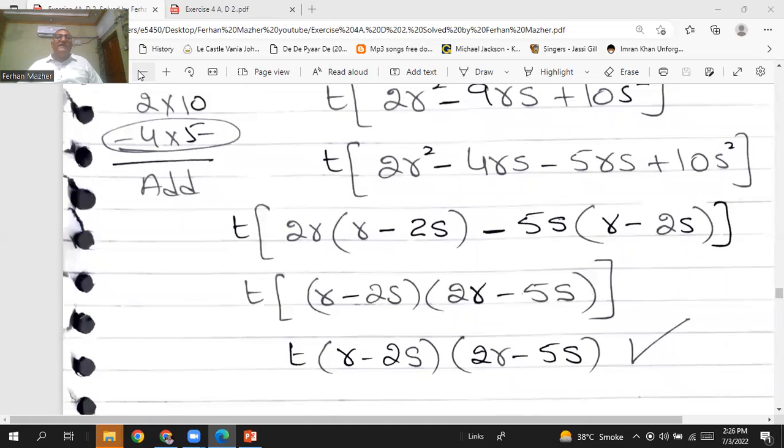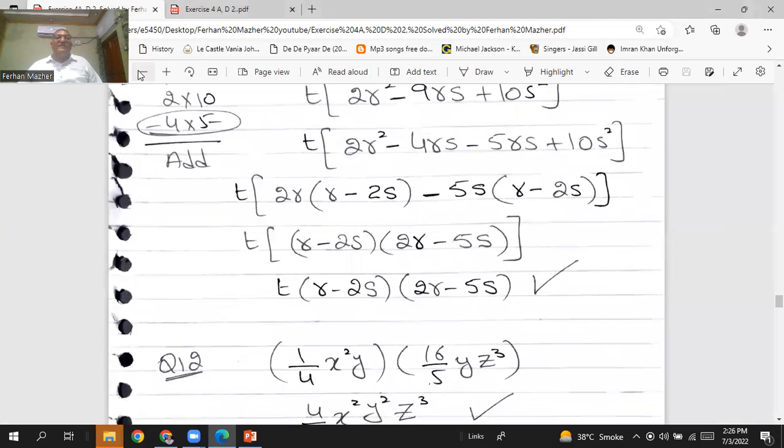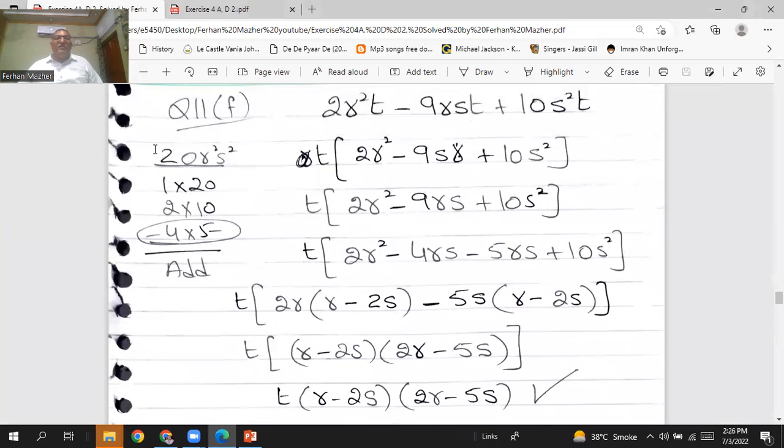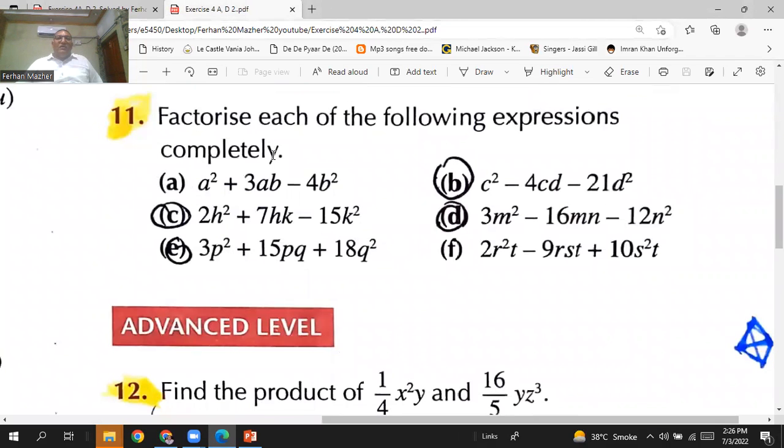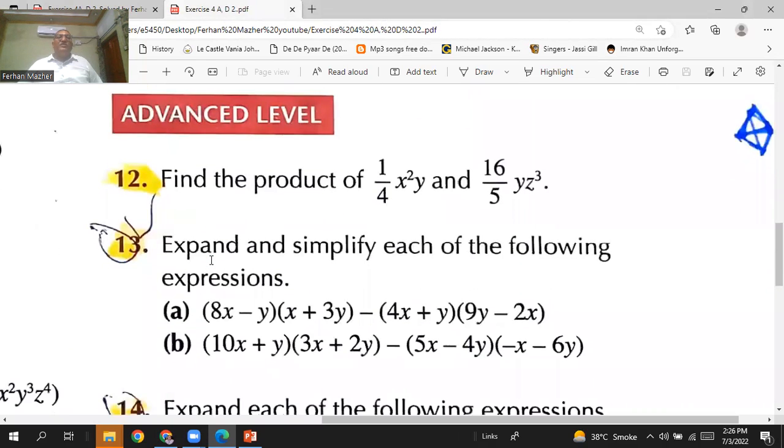So let me reduce the size so you can see the whole question together. Now the whole question, question number 11, F part of exercise 4A, is showing up on your screen. You can pause the video and take time, and I hope you understand this. So that was the F part, and we are done with question number 11. Let's go to the next question.